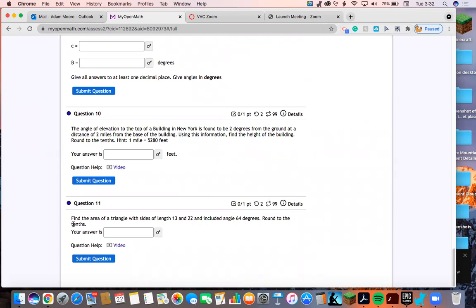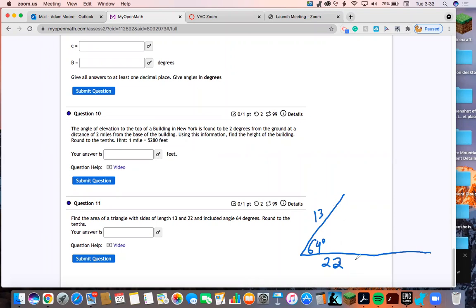Anyway, also find the area of a triangle with sides of this and this, and an included angle of 64 degrees. Let's talk about that for a second. It has side lengths of 13 and 22 and an included angle of 64 degrees. So what we're talking about here, guys, is some triangle. Say this is 22 and then the other one is 13. They say that 64 degrees is the included angle, which means between the 13 and the 22 is 64 degrees.